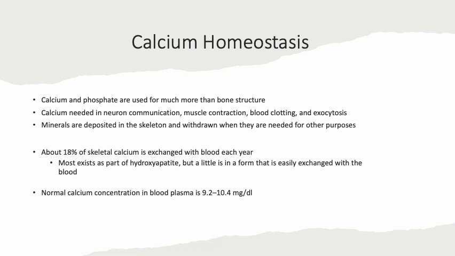Normal calcium concentration in your blood should be 9.2 to 10.4. So when you get your labs done, it should be in that area. If you have too little, then you're probably going to be breaking down your bones more frequently. If you have too much, then you're probably going to be building up your bones, or hardening of your bones. You can overdo it, but it's better to have more than less.